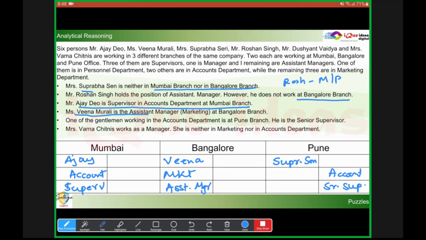Correct? Okay. So now I have already fit Ajay Dev. I have put Veena Murli. I have put Suprabha Sen. So now there are two gentlemen left, Roshan Singh and Dushyant, and Mrs. Varna Chitnis. So now I do not know which of the two gentlemen are in Pune. No problem. Now I know Varna Chitnis works as a manager. She is neither in marketing nor in accounts department. So if Varna Chitnis is not in marketing and she is not in the accounts department, then the only thing left is personnel. So now I know Varna Chitnis works as a manager in the personnel department.